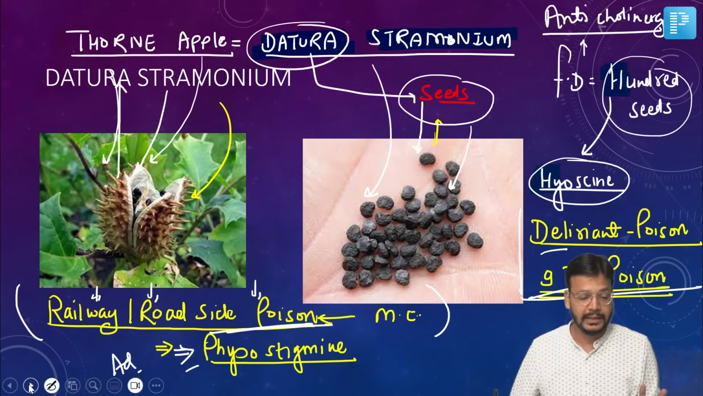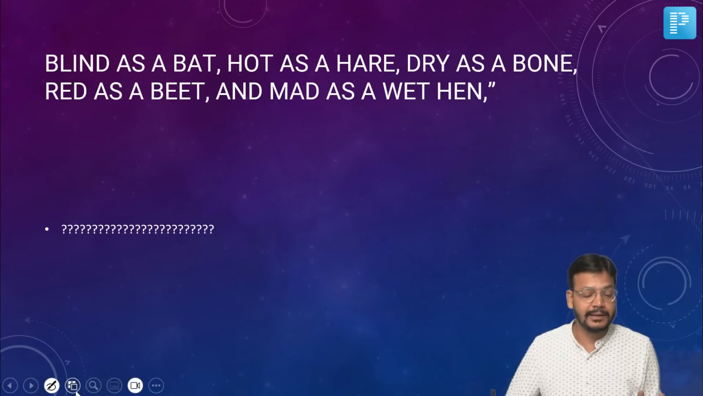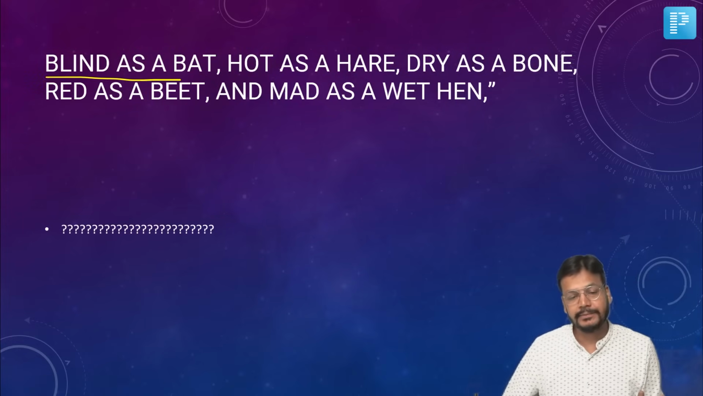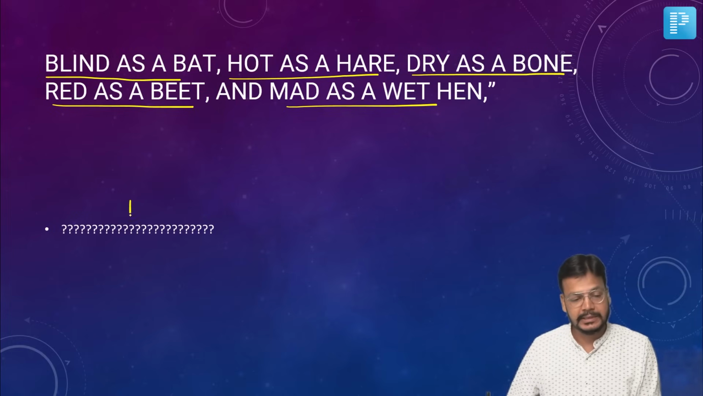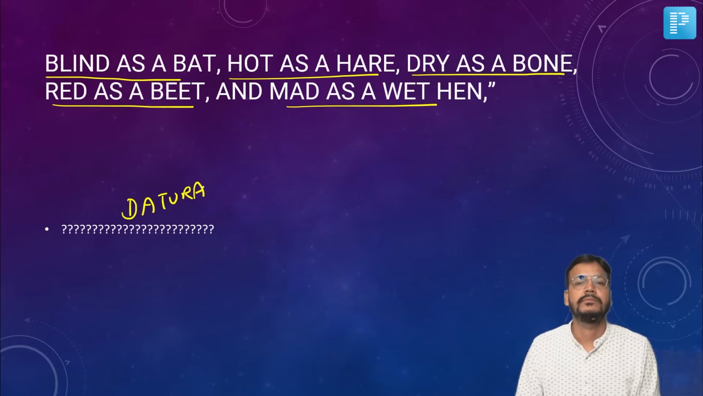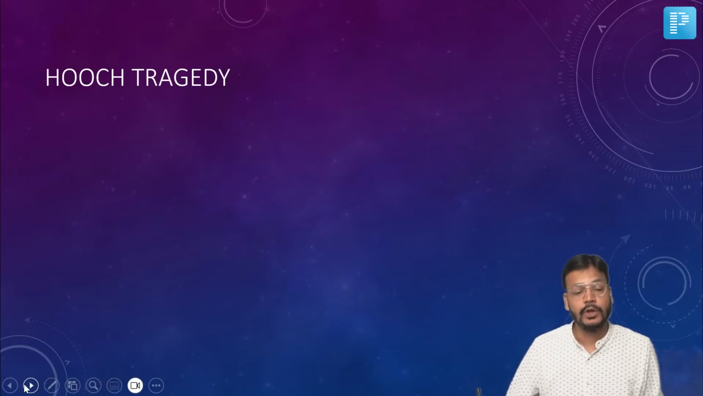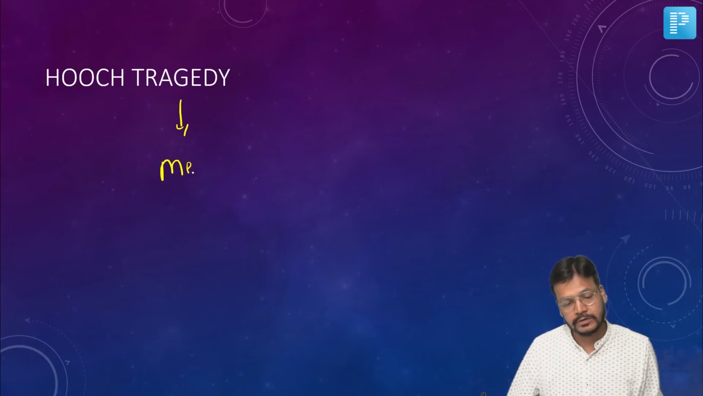All the images come in exams. For Datura, this phrase comes in exams. What is this phrase? Blind as a bat, hot as a hare, dry as a bone, red as a beet, and mad as a wet hen. This is none other than Datura. You have to remember these five statements. Physostigmine is the antidote.